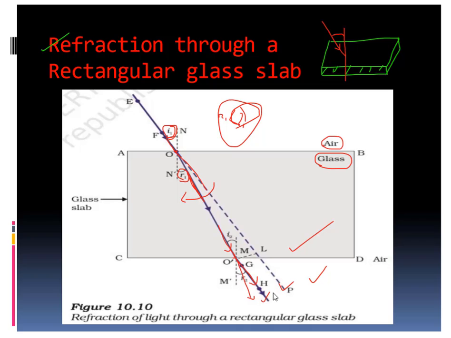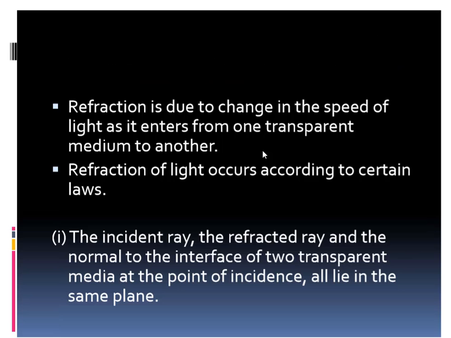So this is all about refraction through a rectangular glass slab. This is a glass slab. When the ray of light is incident on it, rather than moving on the straight line, it bends towards the normal, that is, it changes its angle. Then when it is coming out, rather than moving on the same straight line, it moves away from it. And these two lines, the imaginary line and the real line, are parallel to each other.